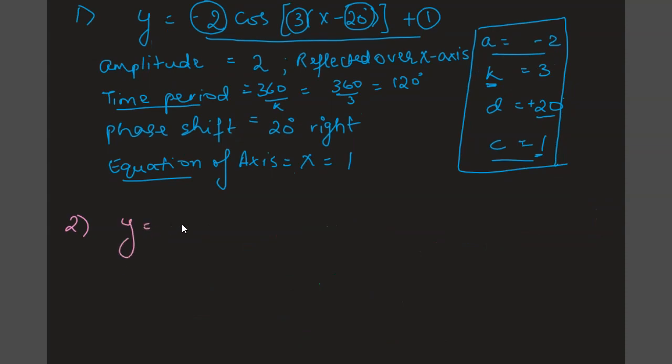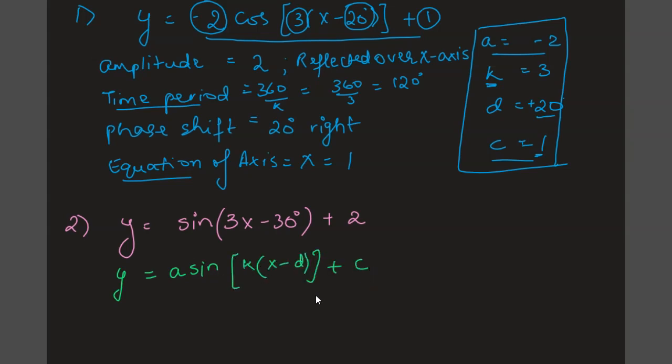Let's take up another example. If we have y is equal to sine (3x minus 30) plus 2. Now always remember that we have to match the given transformed equation with the general transformed equation. Since the sine general transformed equation is a sine k(x minus d) plus c, now we would see what is given to us. As a is not given to us as anything, we can put it as 1. And then when we look at our general equation, we see that k is factored out of x minus d. K is anything that is multiplied or divided with x, but in this case your k is not factored out. So that is our first step.